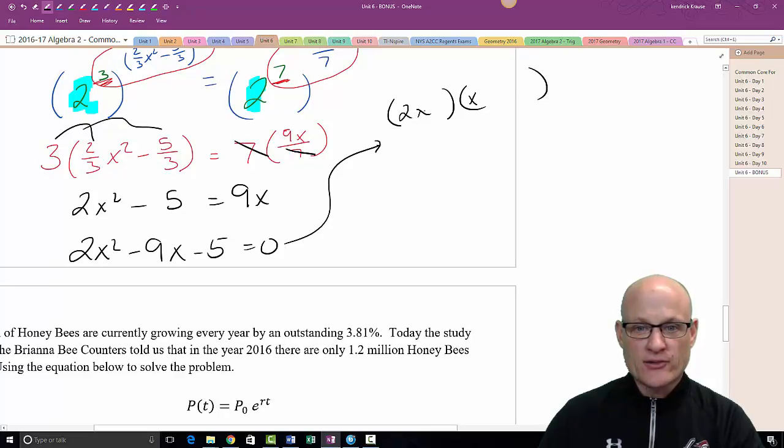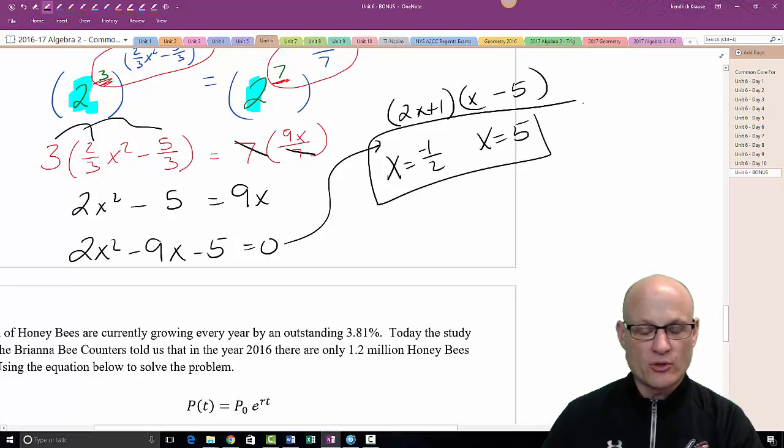2x and x. My guess is it's going to be, hopefully you got this, minus 5 and plus 1. So my two answers are x equals -1/2 and x equals 5. I would check them. I believe both those work.